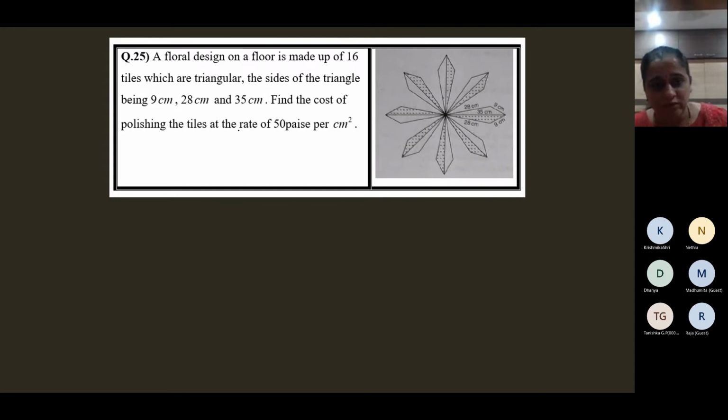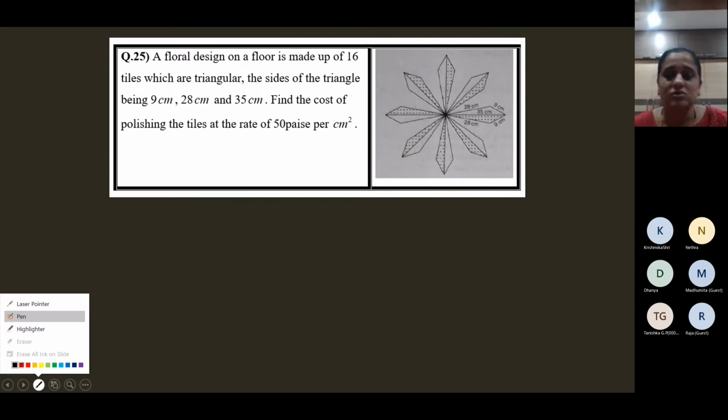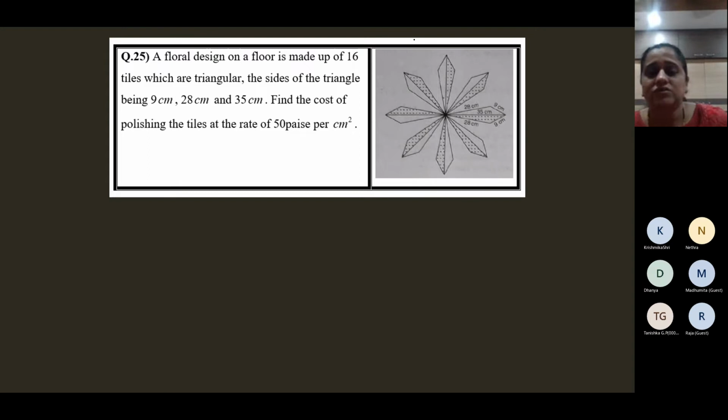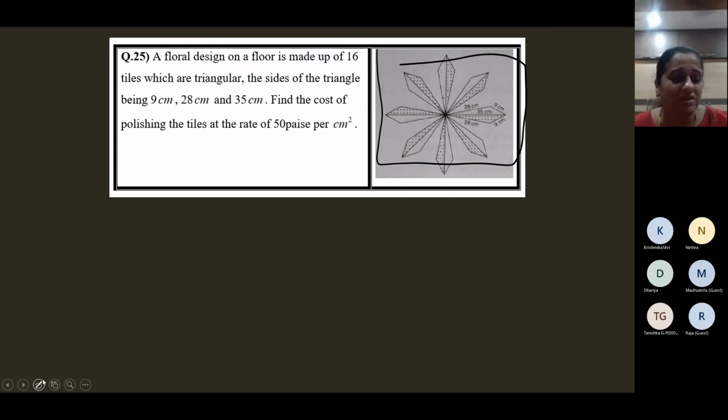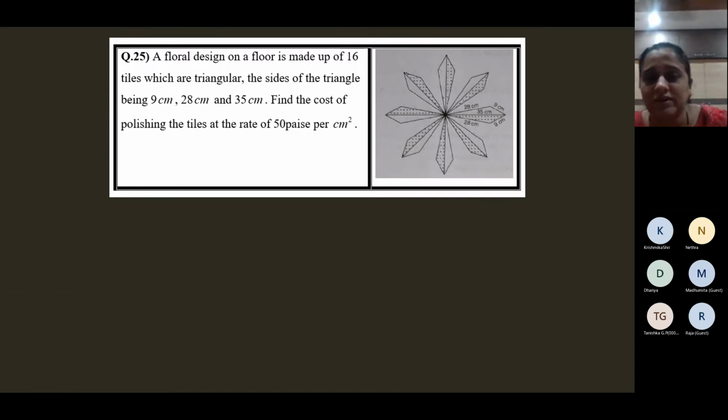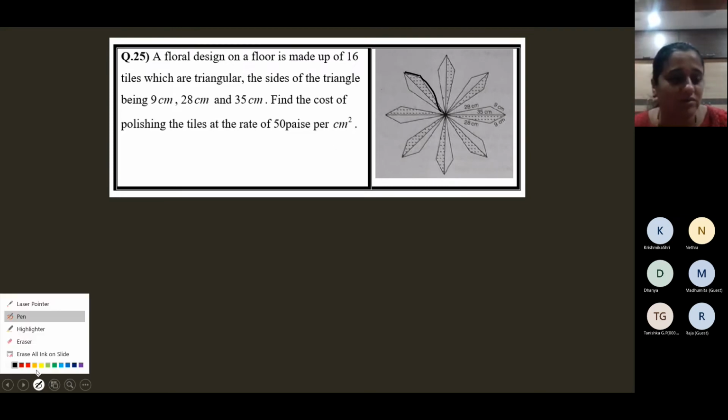So the floral design is made up of 16 tiles, which are triangular in shape. This is not one single tile. Don't think that this is one tile and they just come and keep it in the hall like that. No, these are the tiles. See, this is one tile.